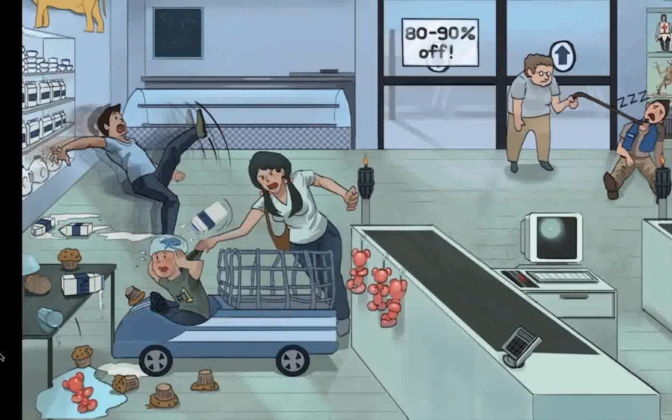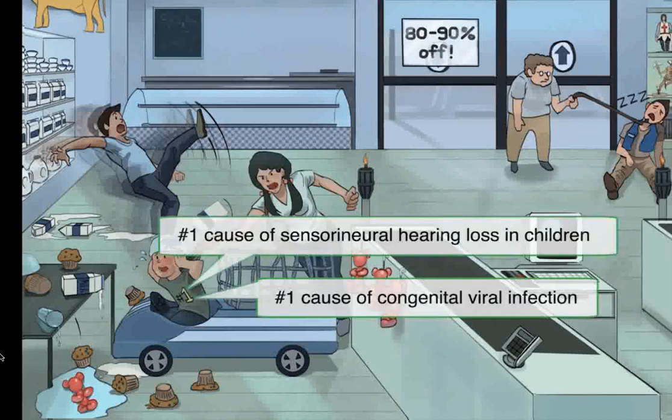First, it's the number one cause of mental retardation from a congenital viral infection, which should be easy to remember considering it's the most common fetal viral infection in general, and it can cause mental retardation. Also, it's the number one cause of sensorineural hearing loss. So to represent both of these number ones, we'll draw this number one on the kid's shirt here. Again, he represents mental retardation and sensorineural hearing loss.